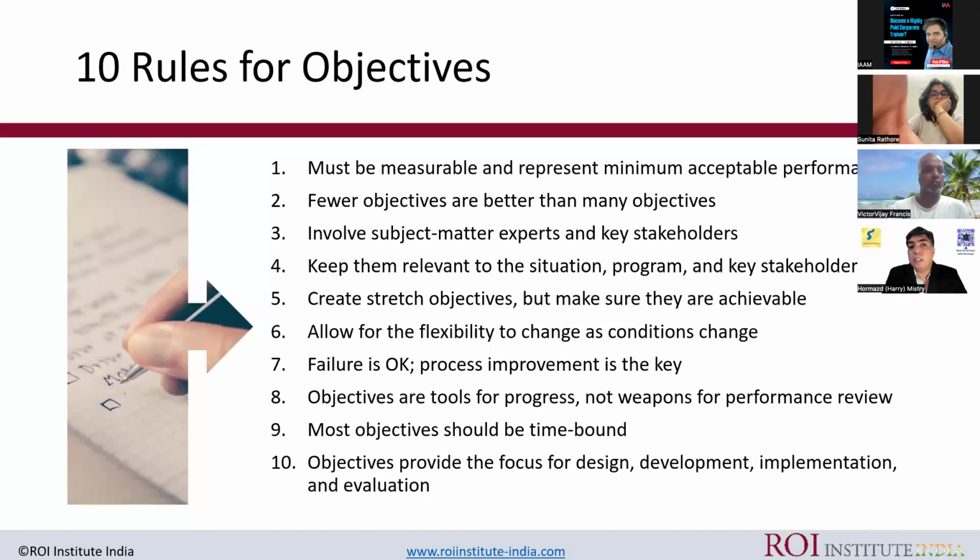Third one is that you always involve subject matter experts and key stakeholders as you develop these objectives and you get it signed off by them. Saying that these are the objectives that we are working with and these are the objectives that we will deliver as well. Okay. Fourth, you keep them relevant to the situation, program, and key stakeholders. Fifth, you create stretch objectives, but make sure that they are achievable. Sixth, you allow for flexibility to change as conditions change. Seventh one, failure is all right, but process improvement is the key. And that's the reason why we talked about measuring barriers and enablers to success as well.